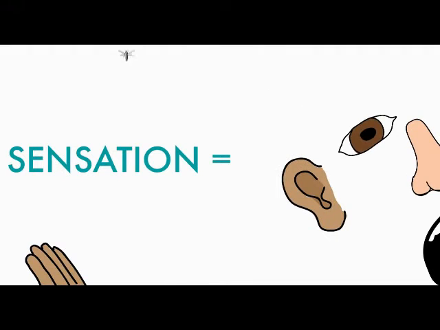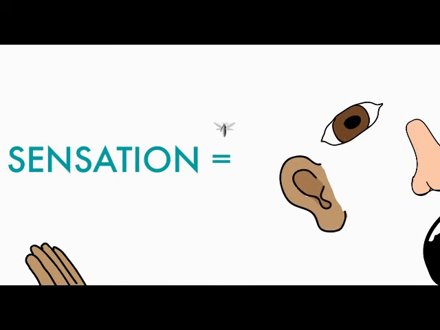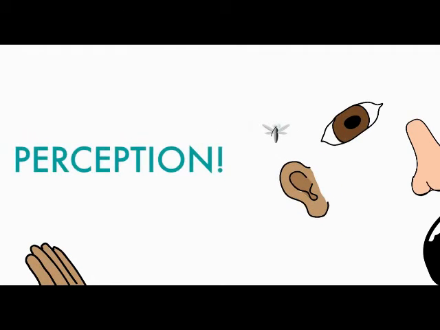If you imagine a mosquito buzzing around your head, your eyes collect visual data of the surrounding environment and your ears hear the buzzing. And once this data reaches the brain, the process of perception has occurred.